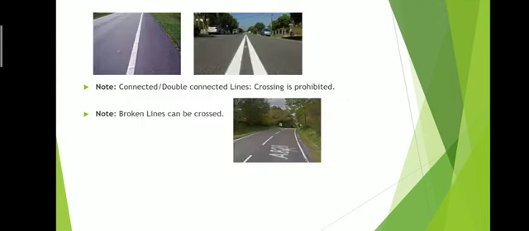Another important question: continuous line. Continuous lines mean you cannot cross, you cannot change lanes. Broken lines are the only lines which you can cross, and you can change lanes.